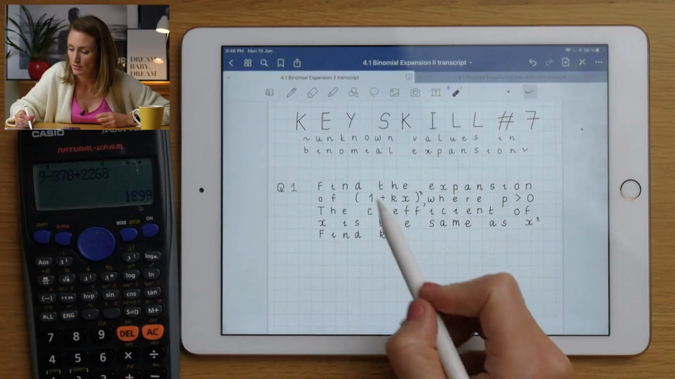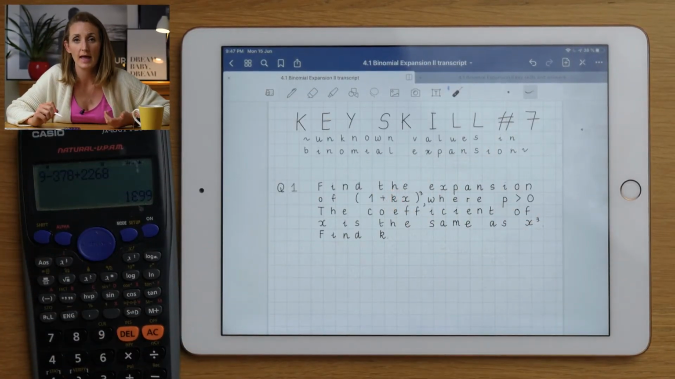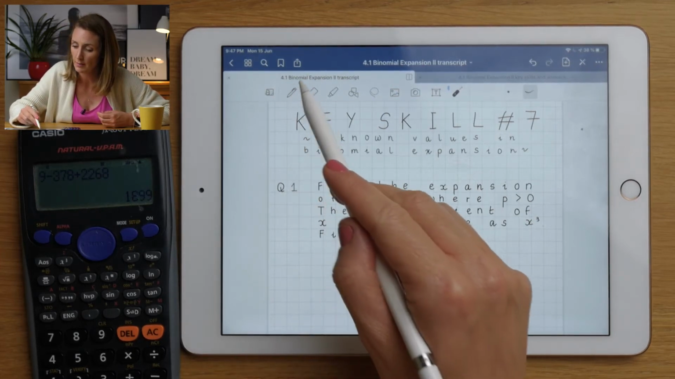Key skill 7 looks at unknowns inside the binomial expansion. So far, we've only looked at binomial expansions with numbers. What do you do if you get a k or a letter inside the expansion? Well, you do pretty much exactly what we've been doing the whole time.